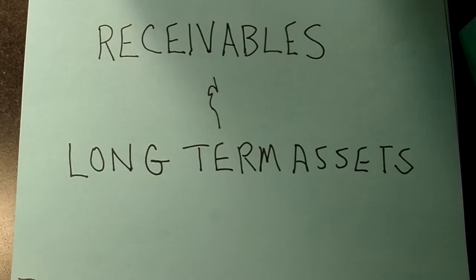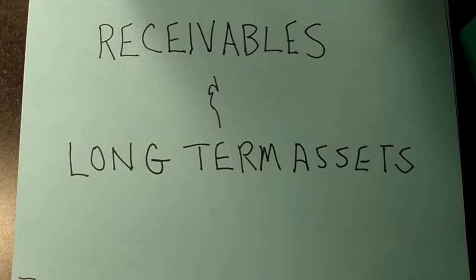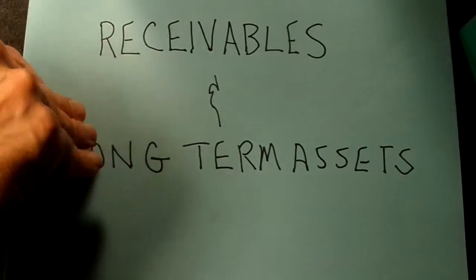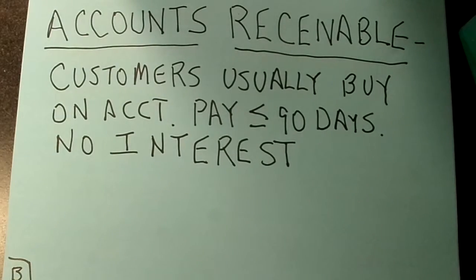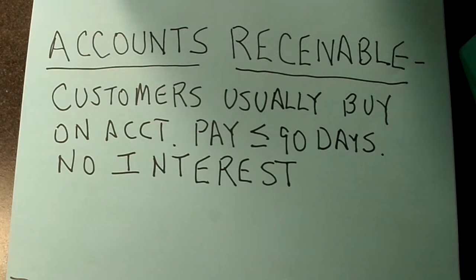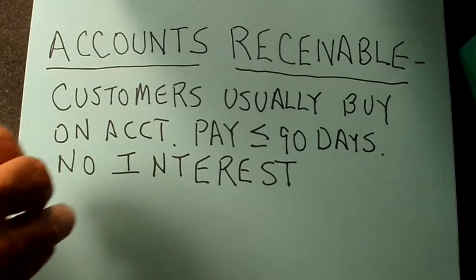Hello. In this video, we're going to consider receivables and long-term assets. All of these are assets of a company. First, let's think about accounts receivable. Accounts receivable are assets for which customers usually buy from us, buy from the company on account. And they pay this bill within 90 days, a lot of times within 30. So there's no interest that accumulates on these.